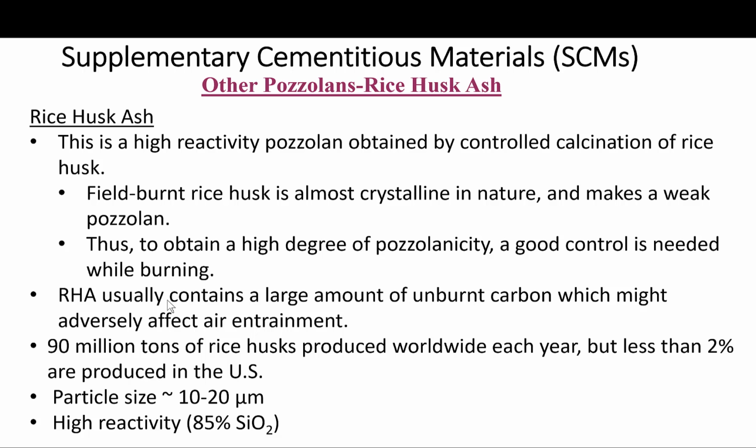So about 90 million tons of rice husks are produced worldwide each year, but less than 2% of that is produced in the US. That's why I said it's not really commonly used. Nonetheless, it is used, and it's very reactive, and it gets good results as far as the concrete properties.